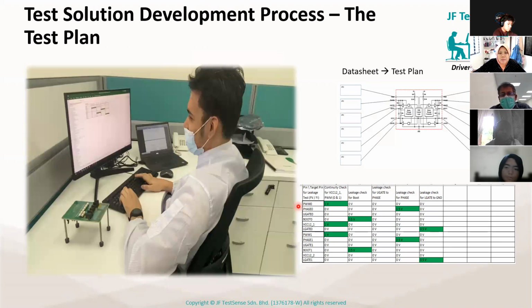For the test plan, you can see here, this engineer is developing a test plan where, for every test, you need to provide all the pins of the device. What are the voltages that you're forcing? For continuity, let's say, what you're doing for every pin. For leakage tests, how do you condition the pins? For particular pins, what do you do for leakage checking? So this is an example of a leakage test plan.